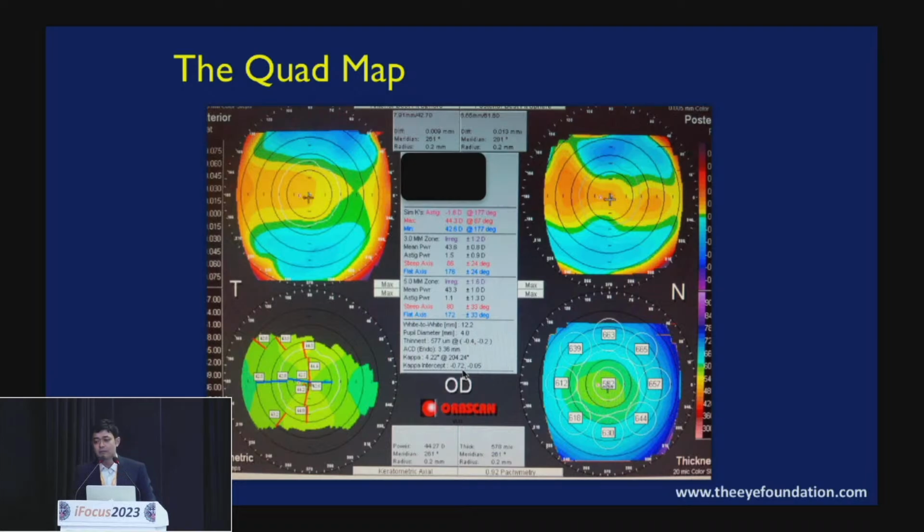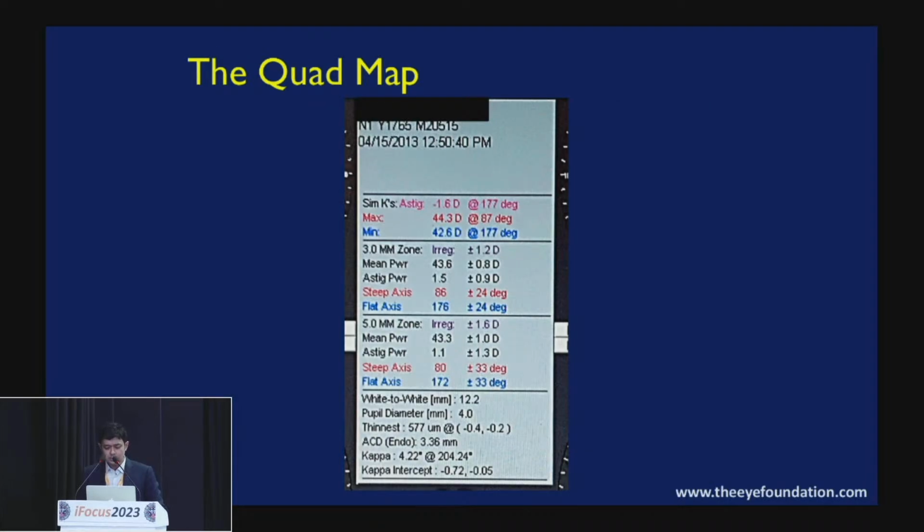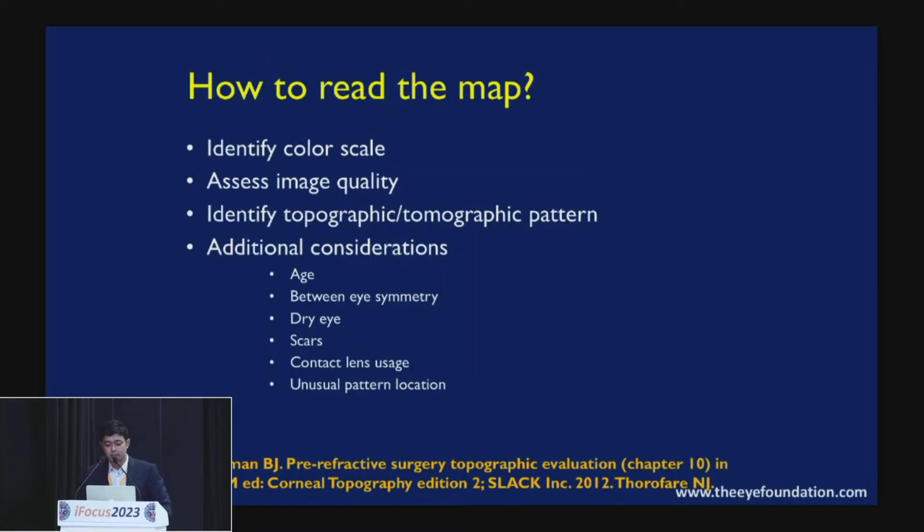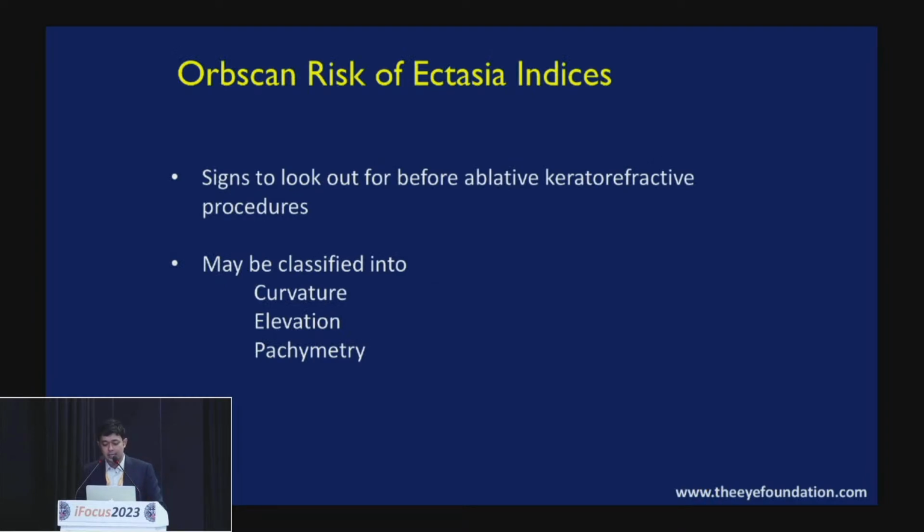And in the center, you have these various indices which are essential for detecting any amount of irregularity. So, like I said, this gives you, in the 3 mm zone and the 5 mm zone, the amount of irregularity which might be present. And this is essential because the higher the amount of irregularity or the variability within that central zone, these are red flag signs for detecting forme fruste keratoconus. So again, we look at the color scale. It's important to have a good image quality, and then you go ahead reading the map.